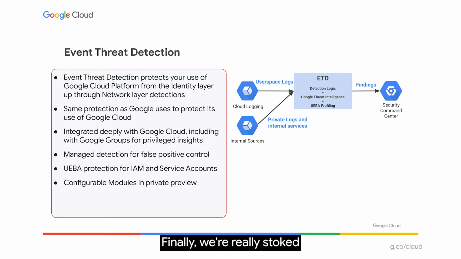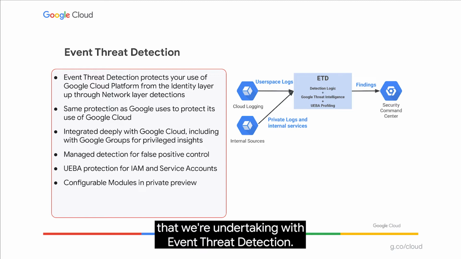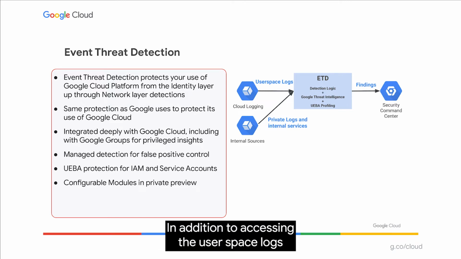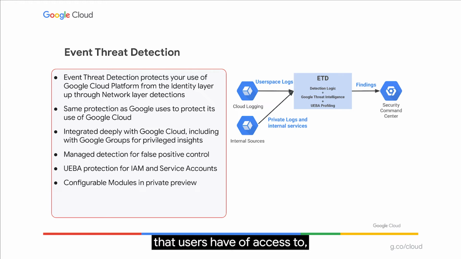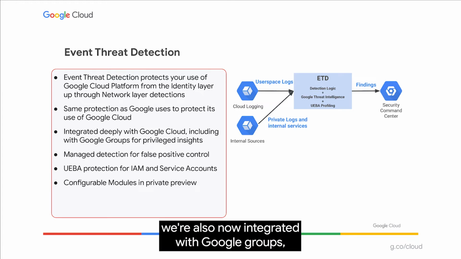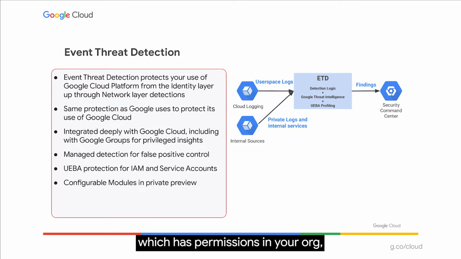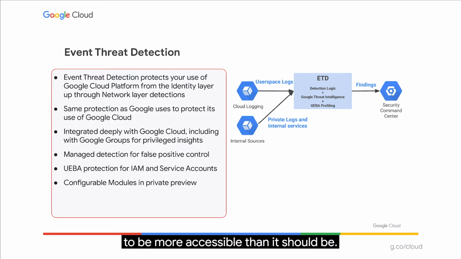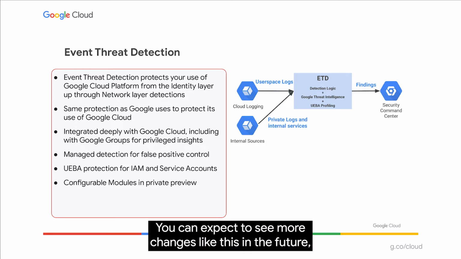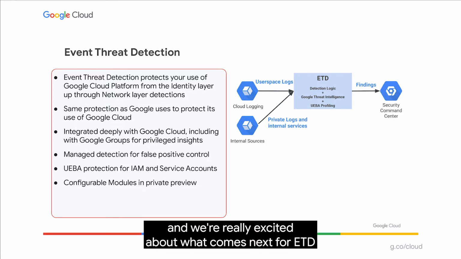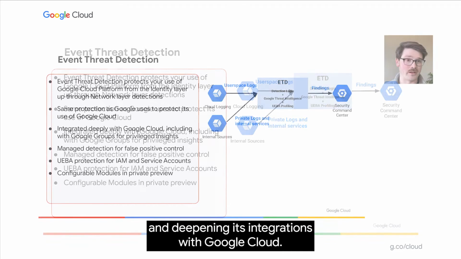Finally, we're really stoked about some of the private integrations that we're undertaking with event threat detection. In addition to accessing the user space logs that users have access to, we're also now integrated with Google Groups to detect when we see an external member joining a group which has permissions in your org, or that group's permissions changing to be more accessible than it should be. You can expect to see more changes like this in the future, and we're really excited about what comes next for ETD and deepening its integrations with Google Cloud.